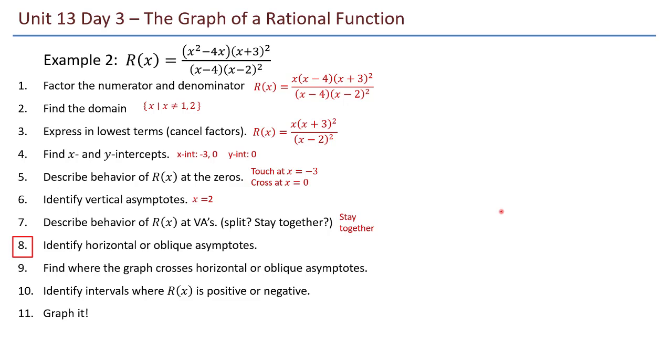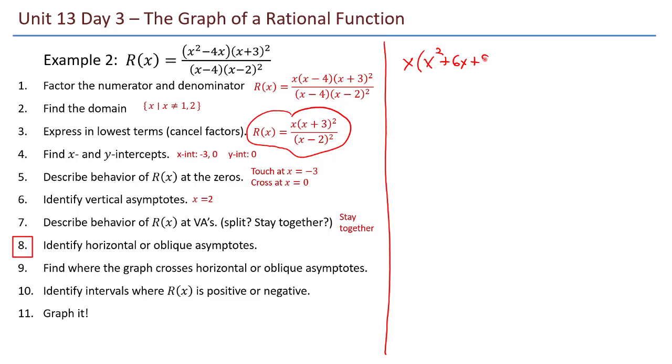So let's take a look at number 8. Identify the horizontal or oblique asymptotes. To do this, we need to fully expand out the function. So I'm going to take this reduced form and I'll expand it out. Here we go. At this point, now that it's been expanded, I see that my numerator has degree 3, denominator has degree 2. The degree of the numerator is 1 more than the degree of the denominator, so it must have an oblique asymptote. Let's find that oblique asymptote.